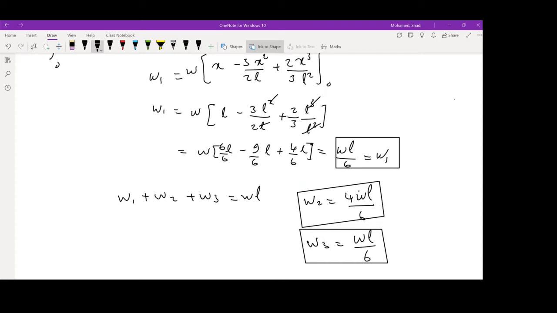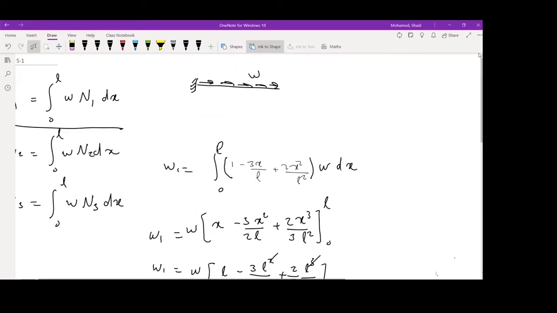So it's basically redistributing, reallocating the load to the nodes according to the shape function. Each node will take a load that is equivalent to the amount of area that is associated with the shape function it has. Now this is correct if the load is uniformly distributed, but it is also correct if the load is distributed in any other way.